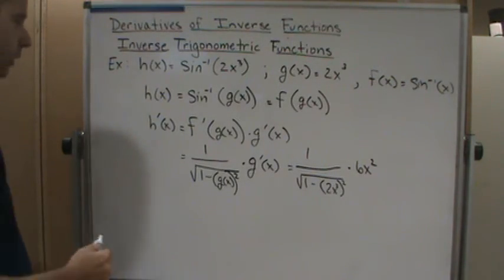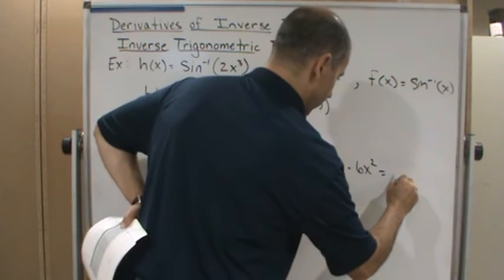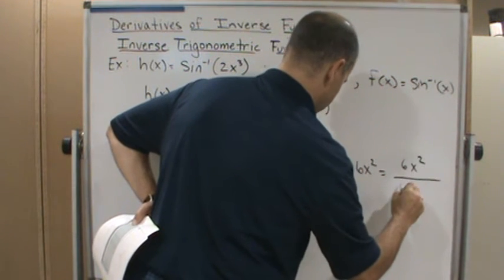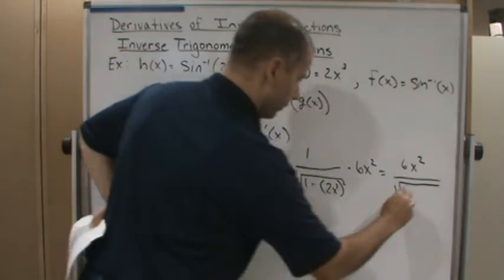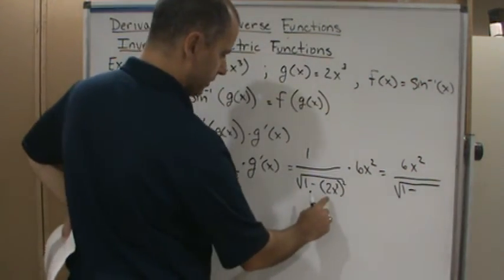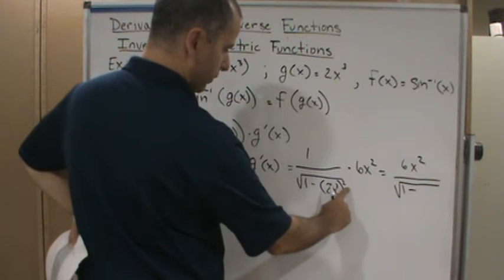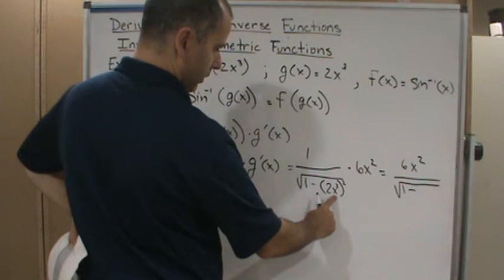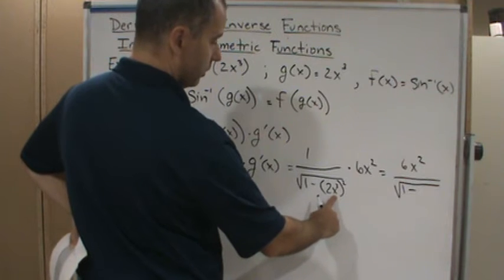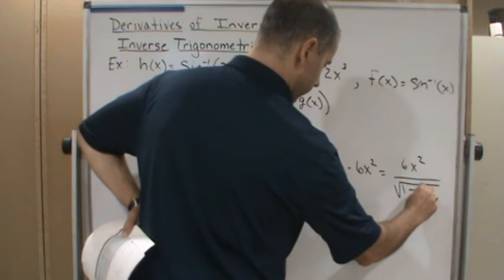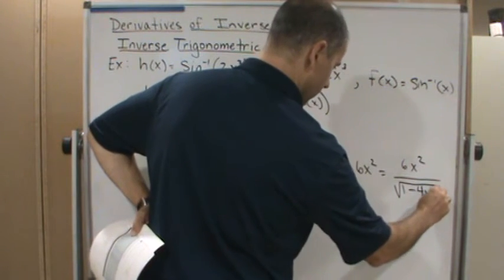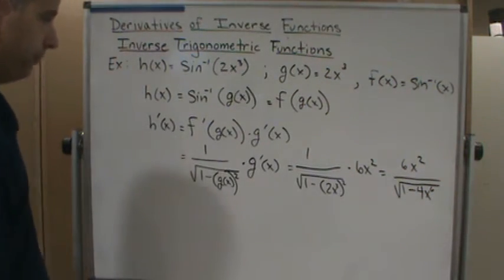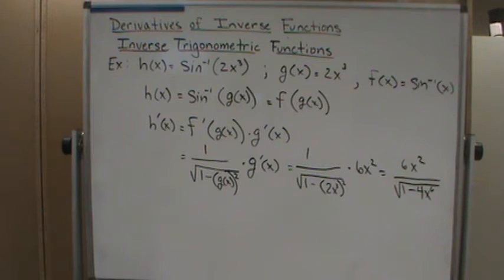Okay, so now, what do we get? We get 6x squared over the square root of 1 minus, now what is this going to be? This is going to be 4, right? We distribute properties of exponents again. So this is going to be 2 squared and x cubed squared. So this is going to give us 4x to the 6th power. Okay? Now, that's the best we could do. So we're finished. Okay? And that's the answer.